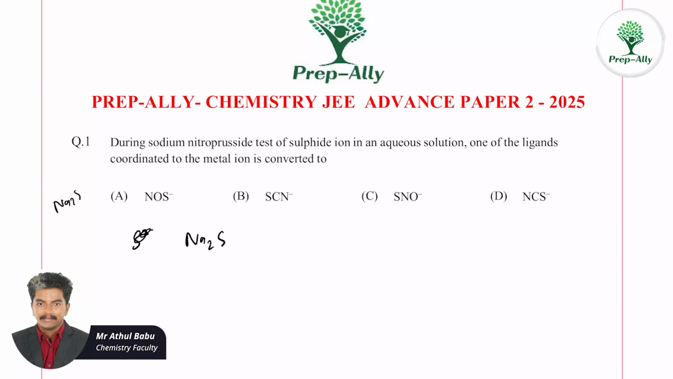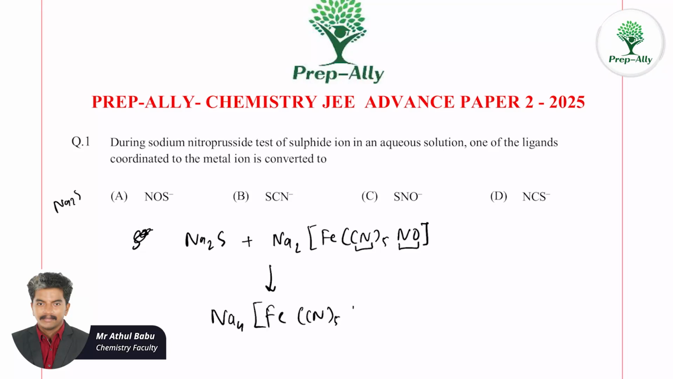Na2S will be there. So sodium nitroprusside will be having Na2 Fe CN5 times NO. So this is the sodium nitroprusside. So cyanide will not be changing, only NO will be changed. So this will be changed into Na4 Fe CN5 times NOS. So this will be changed into NOS minus ligand. Alright. So the answer will be option A.